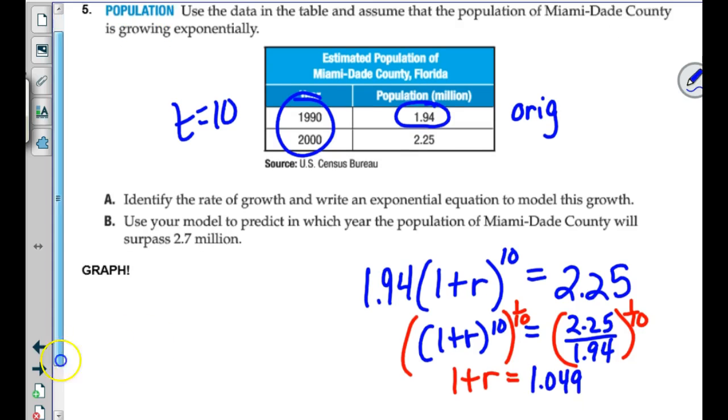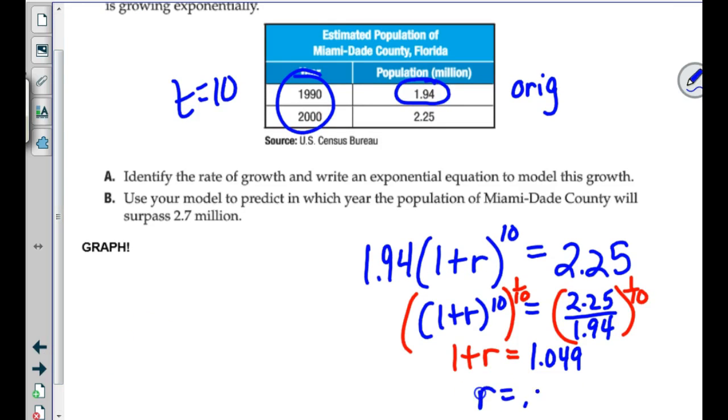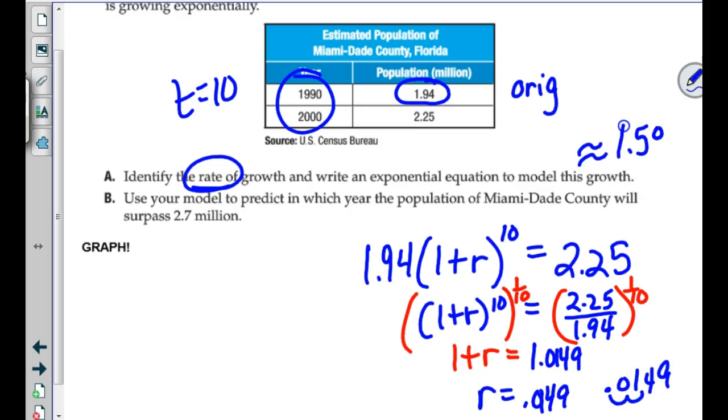So what's the growth rate? If we subtract the 1, R is about almost 5%, 4.9%. Identify the rate of growth. What? Oh, there's a 1 here? Okay, thank you. So it's about 1.5%. Okay, 0.0149, if we moved it back twice, would be approximately 1.5%. All right, use your model to predict in which year will surpass 2.7 million.